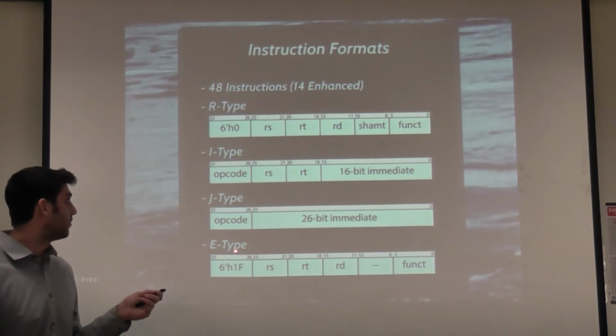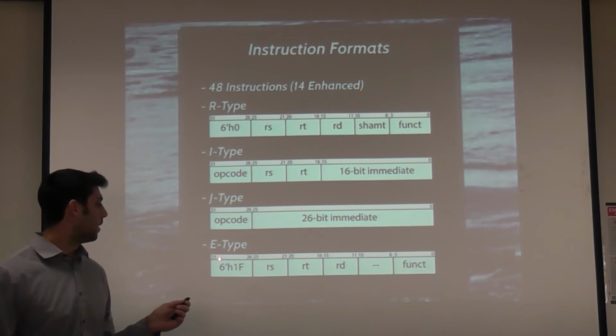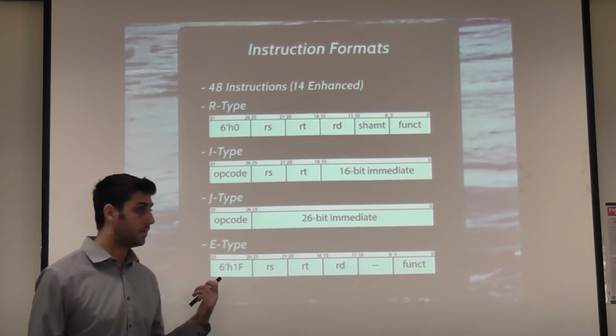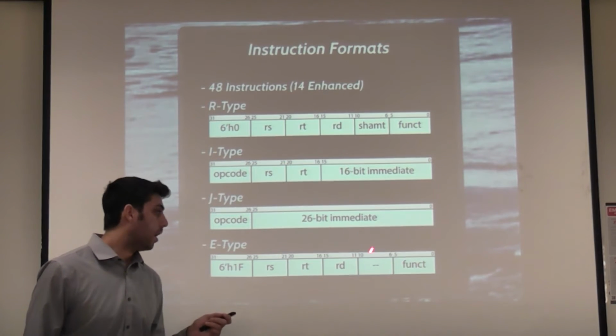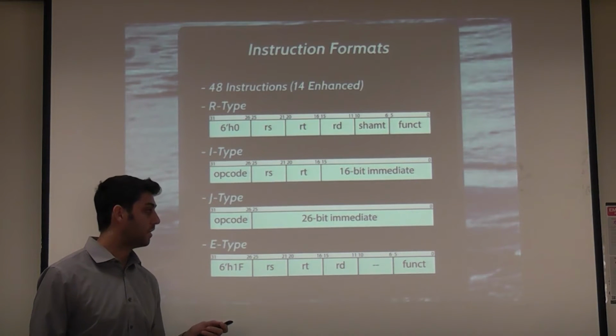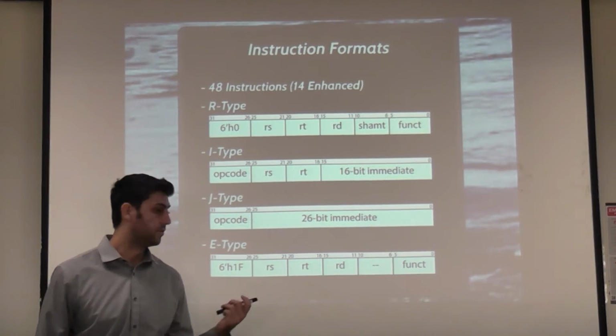The E-type instruction is pretty similar to the R-type. The only real difference is the opcode. It will always be 1F as opposed to 0. This tells us that we have an enhanced instruction. Currently, this field right here, bits 6 through 10, are not used, so that's definitely something that can be used in the future for additional support.